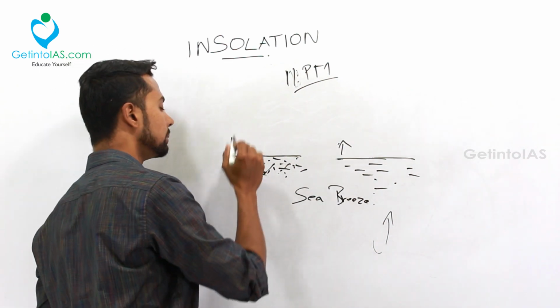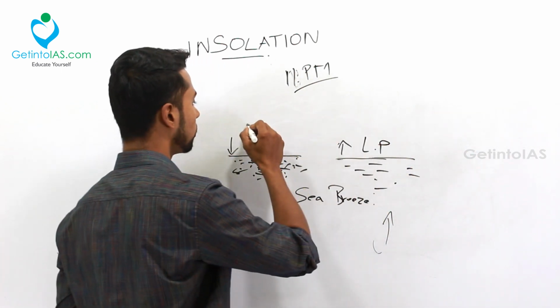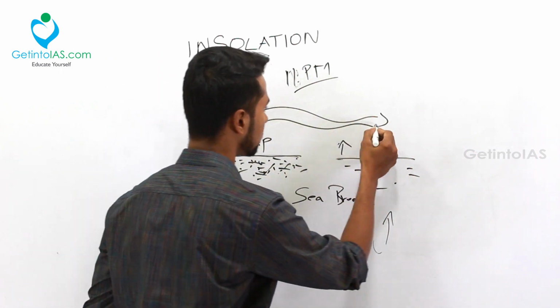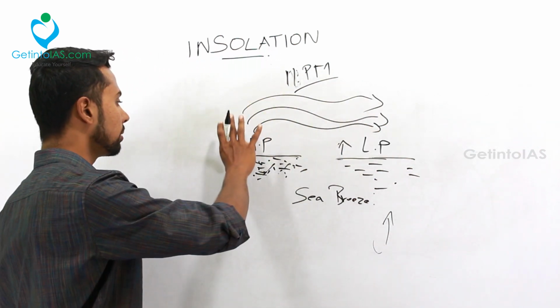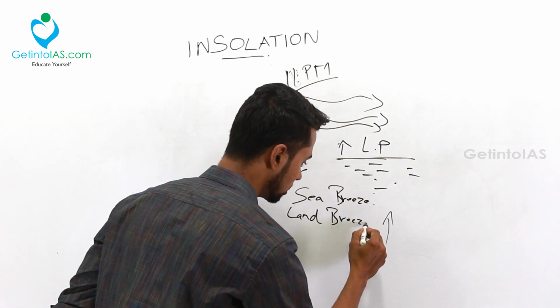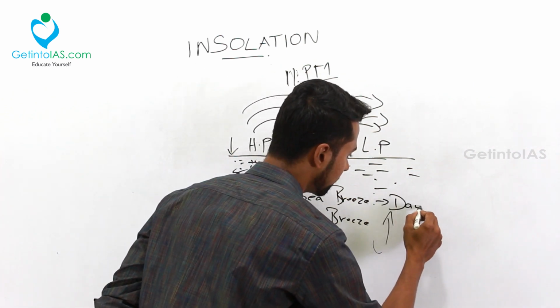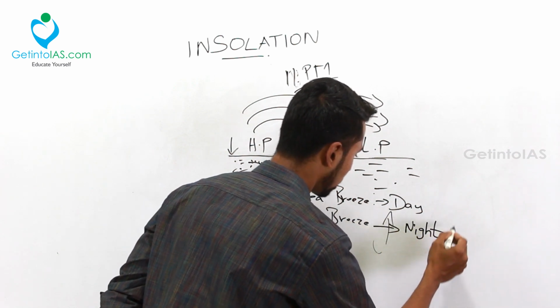Now we all know that where temperature is low there is high pressure, and here it is low pressure. Wind always blows from the high pressure area to the low pressure area. So the exact opposite happens at night time. So where is it originating from? The land. So it is land breeze. So sea breeze during daytime and land breeze during night time. So this is the concept involved.